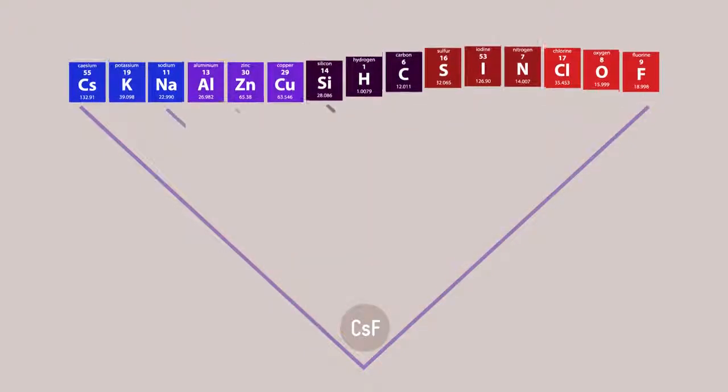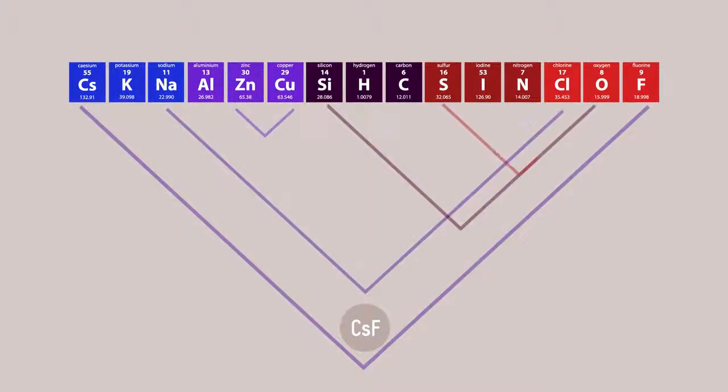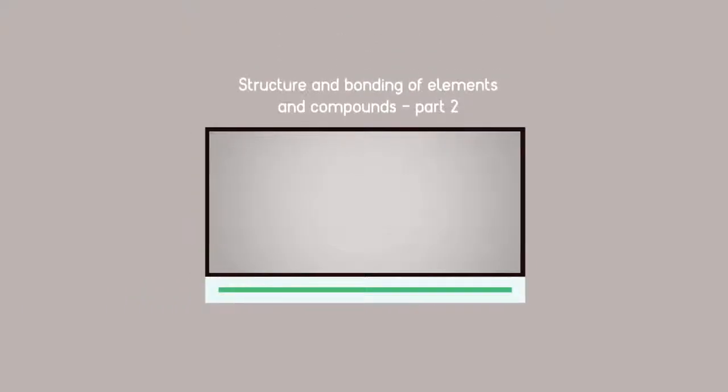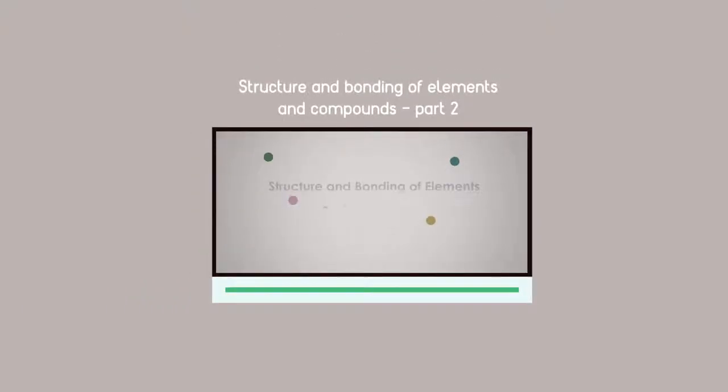Elements are along the top, and the space will be filled with compounds like brass, sulfur dioxide, sand, and salt. By considering the reaction between pairs of elements like this, we will show in part 2 of this video that there are only 4 types of bonding possible.